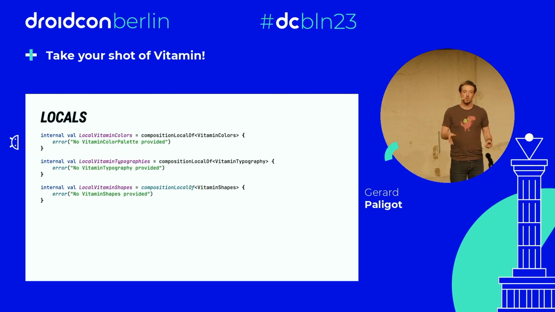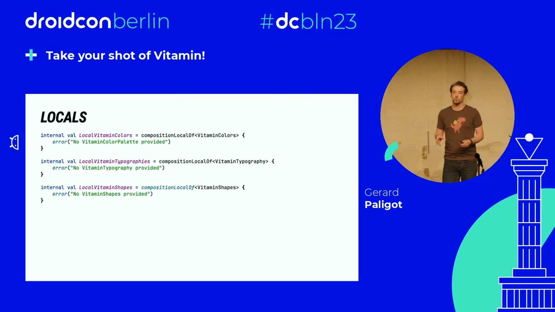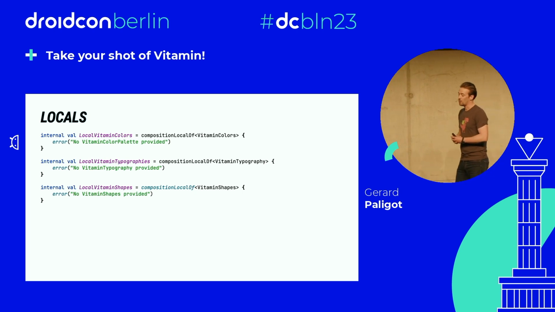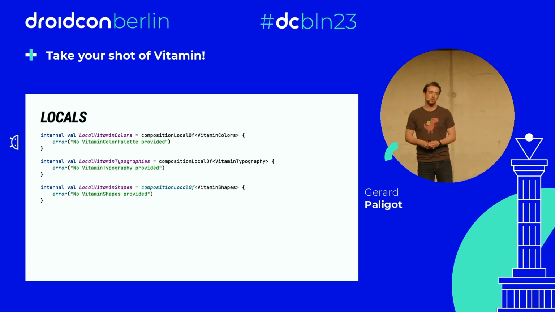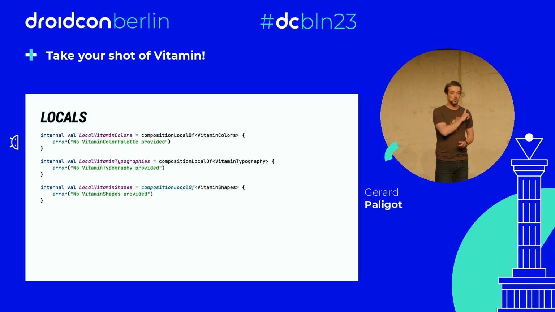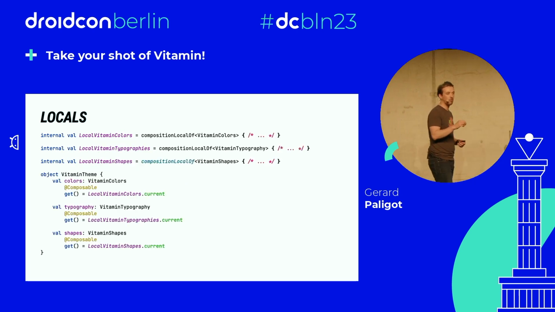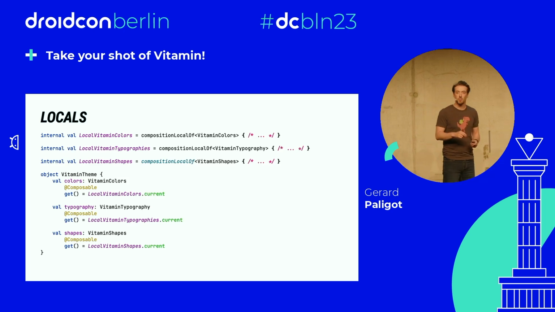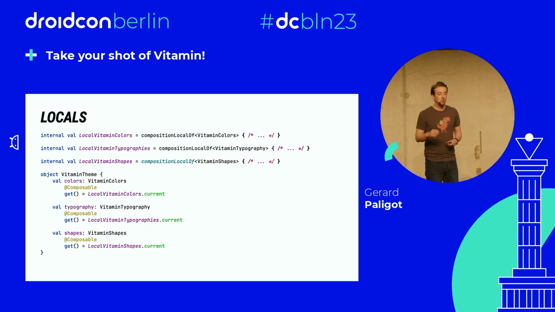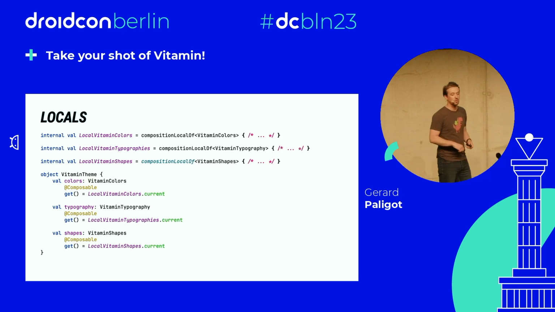Great. Now we need to have locals to initialize these semantics, to be accessible everywhere, and to inject them in the Vitamin theme. So we have 3 locals for color, typography, and chips. And we have an object class named VitaminTheme, like MaterialTheme, to be able to access the colors, typography, and chips.